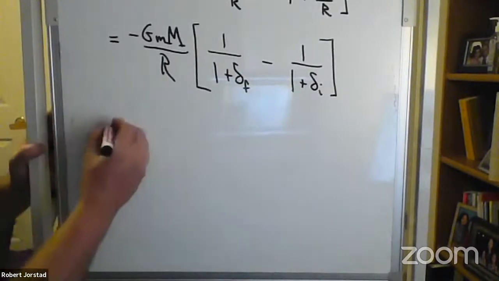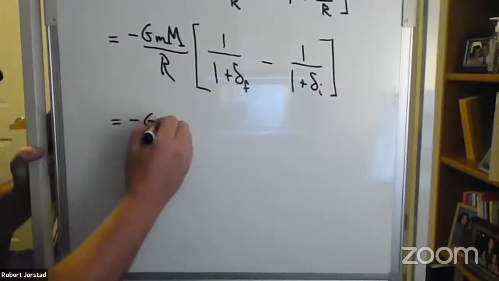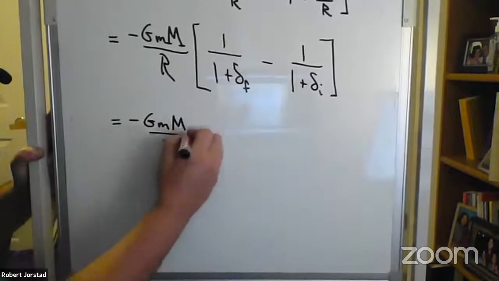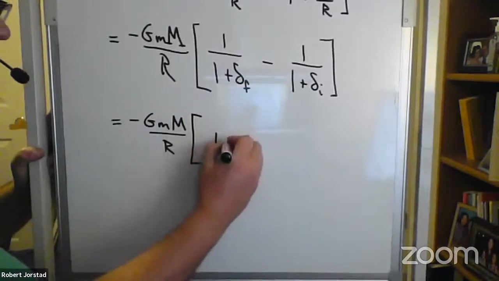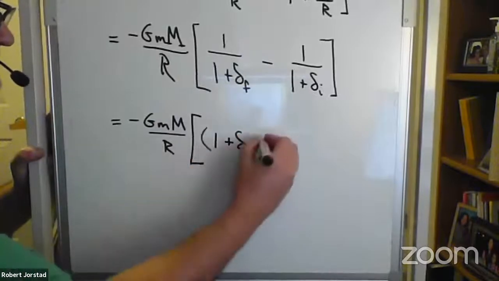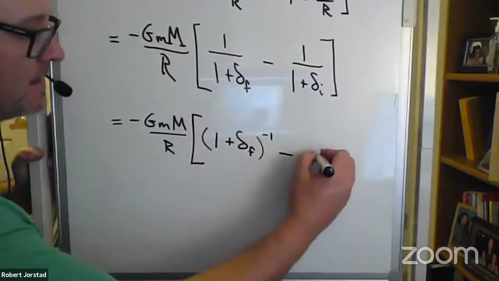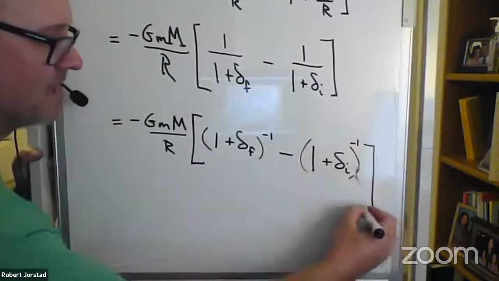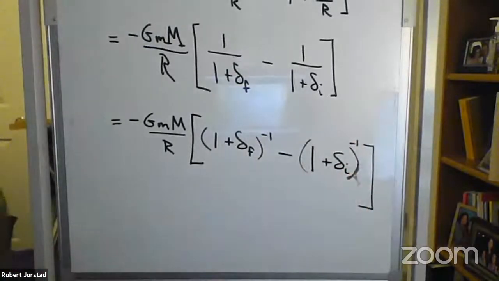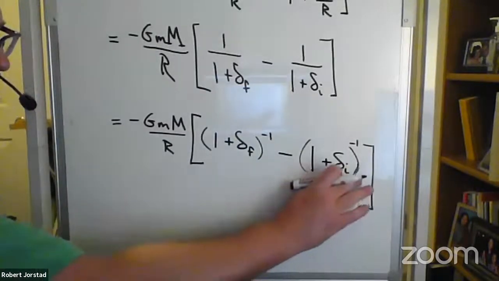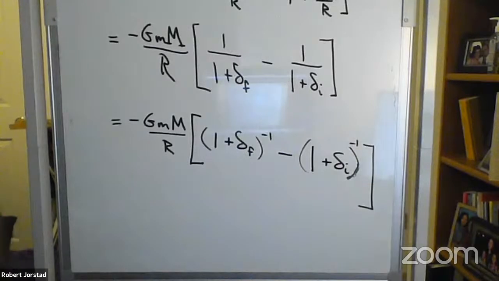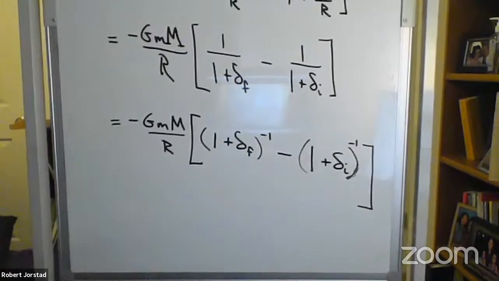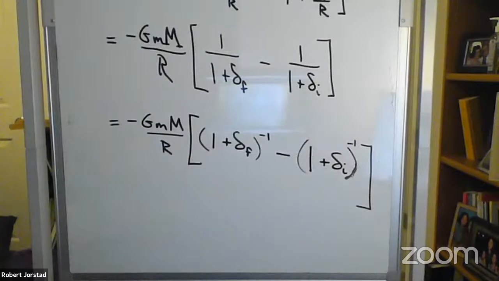This is equal to negative G M M over R times the following: 1 plus delta final to the negative 1, minus 1 plus delta initial to the negative 1. This seems crazy, doesn't it? It shows up in chemistry classes too. If you're talking about dipole moments and intermolecular forces, there's a bunch of weird spots this shows up at random times. Okay. So far, so good. Any questions here?